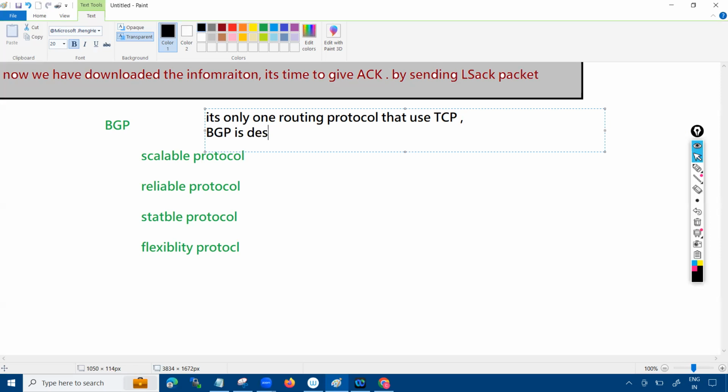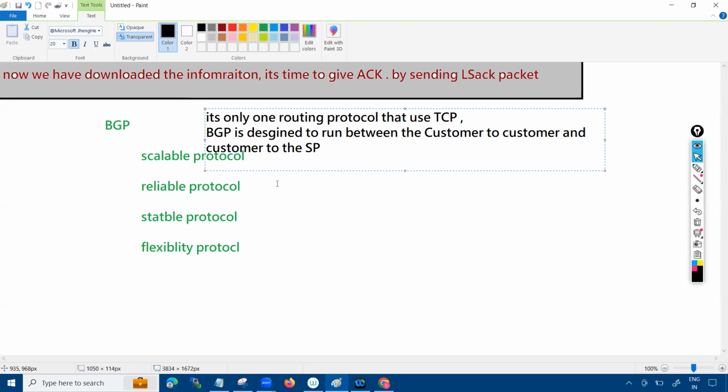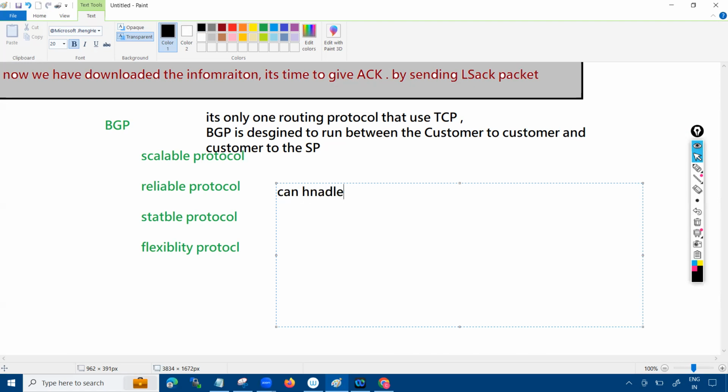BGP is designed to run between customer to customer and customer to service provider. BGP is one of the protocols that can handle millions of routes, which is not handled by the other routing protocols. Those are designed as IGP. So BGP comes under EGP.